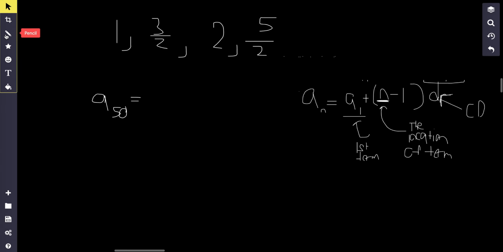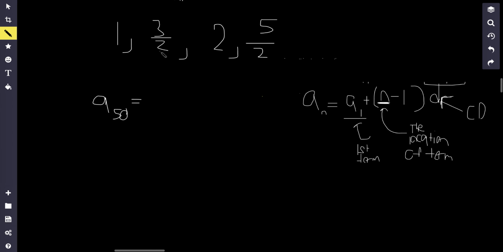All right, say that I have this sequence right over here. Try to find the 50th term of the sequence. Well, notice how, all right, so 3 over 2, I can write this as 1.5. Maybe this will make things clear. 5 over 2, I can write this as 2.5.